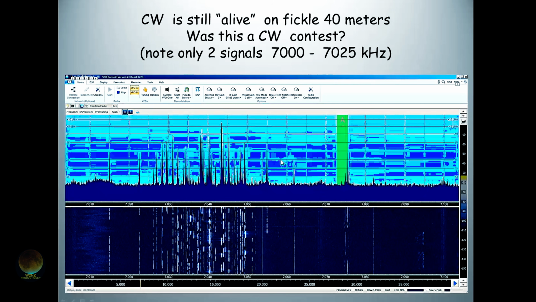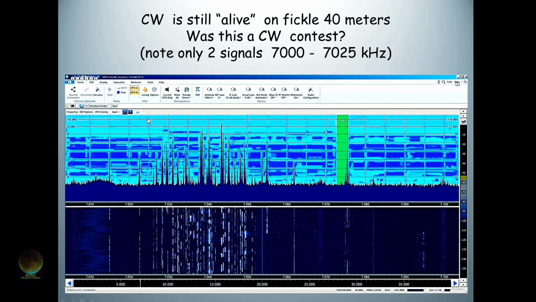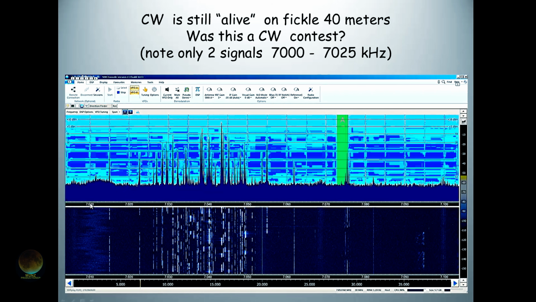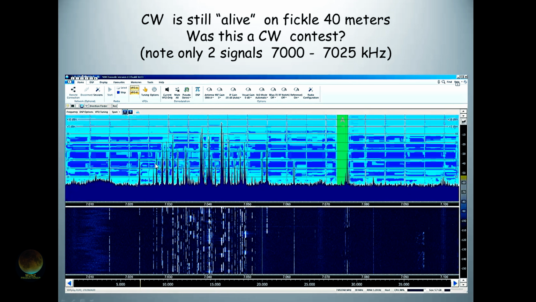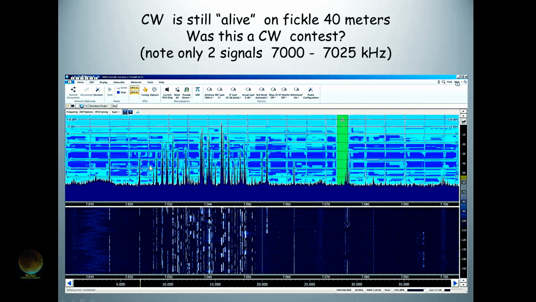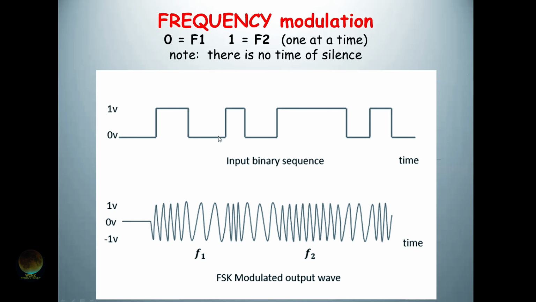Here's CW during a contest on 40 meters. Again, my SDRplay. So here's 7 megahertz down here. Look, the first 25 kilohertz, there's 2 signals. The expert part of the band, the extra part. What a wasted space here. Look at all these guys jammed in here, trying to get CW contacts.